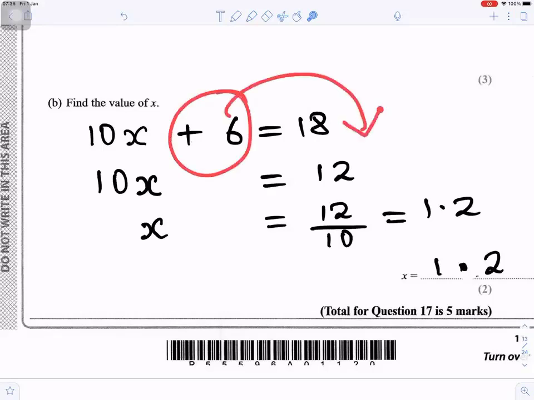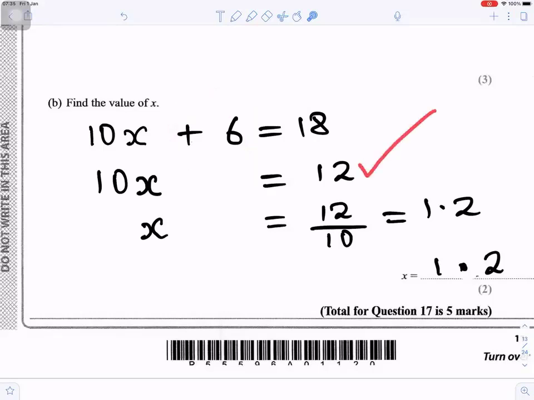So 18 minus 6 is 12. So we've removed the 6. Now we want to remove the 10. It is a times 10. We don't write the times, but there's a times there. What's the inverse operation, the opposite of times 10? It is divide by 10. So you divide 12 divided by 10. When you divide by 10, you move the decimal place one place inside. So it just becomes 1.2. So your answer is 1.2 for x.